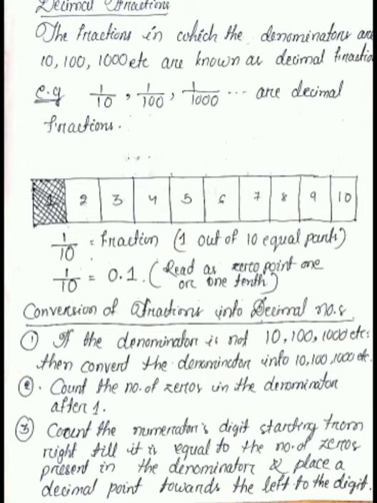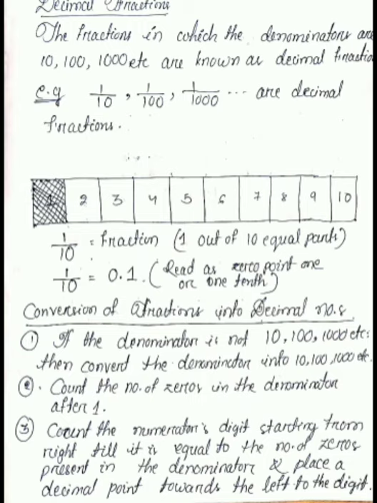I have shown it in the figure. Okay, 10 parts I have made, and out of 10 parts, one part I have shaded. So what will be the fraction, students? In the fraction lesson we have learnt it, that is 1 by 10, because out of 10 equal parts, only one part I have shaded. So you have to write the fraction as 1 by 10.